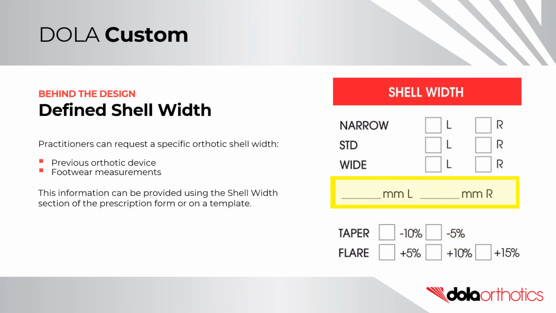Behind the design, define shell width. Practitioners can request a specific shell width. This could be based on a previous orthotic device or footwear measurements. This information can be provided using the shell width section of the prescription form or indicated on a template.